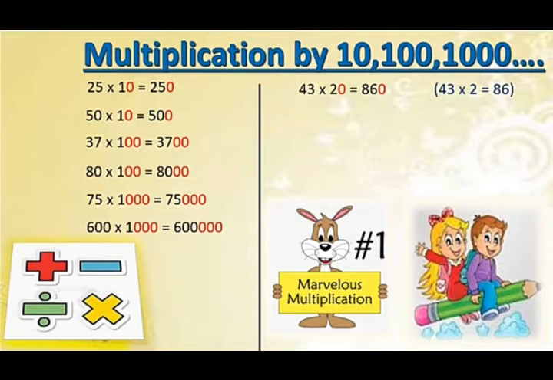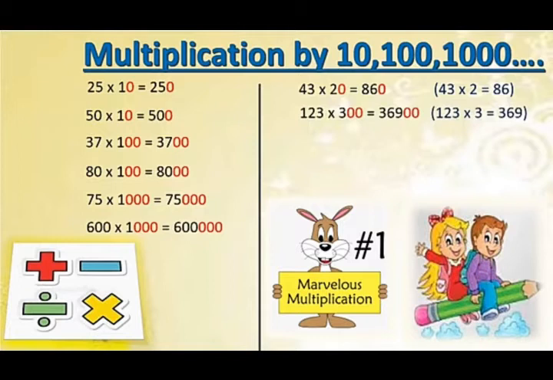Suppose 43 multiplied by 20. Copy 1 zero at ones place. Now multiply 43 by 2. 43 multiplied by 2 is 86. Therefore, 43 multiplied by 20 is equal to 860.